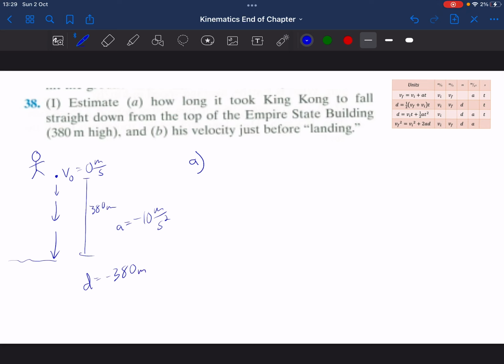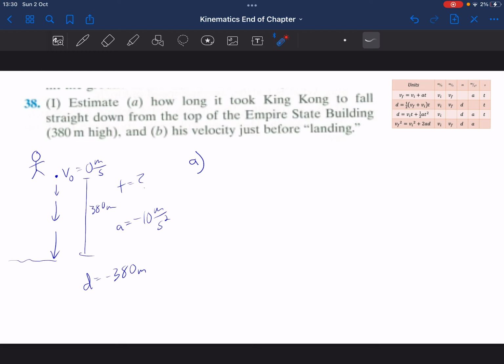Down direction is negative. That also matches our acceleration, which is negative, right? So anytime something is in free fall, this is always its acceleration. And when he first jumps down, his velocity will be 0 meters per second. So this is what we know. And for part A, it wants to know about the time. So we know his starting velocity, we know the distance, the displacement, and we know the acceleration.